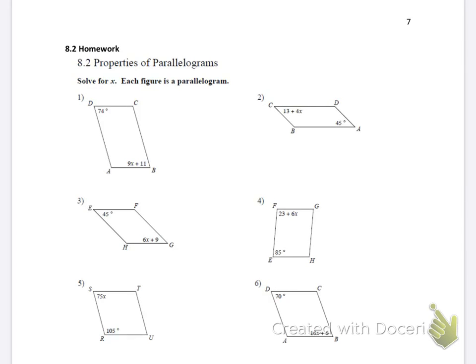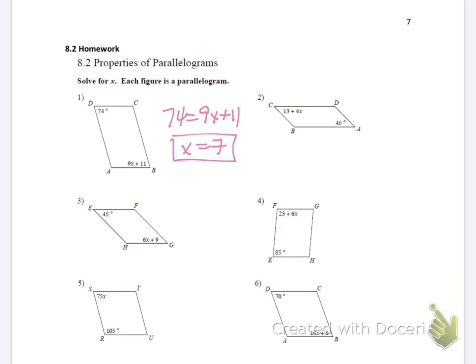Okay, in this video we're going to go through some of the homework problems. So for problems 1 and 2, I see that I have opposite angles. Opposite angles are equal. So you're going to set 74 equal to 9x plus 11 and solve for x, and you should be getting x is 7.